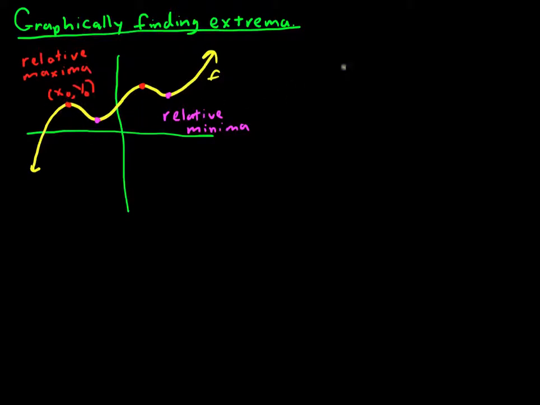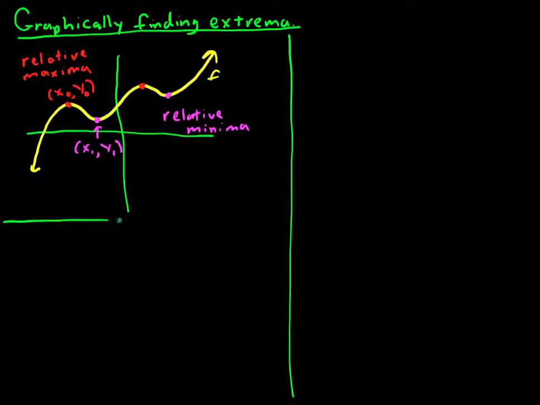I could make a similar statement about this first, farthest left relative minimum. Let's just say that's at x1, y1. Same sort of thing. I could say that f has a relative minimum value of y1 when x is x1, or I could say f has a relative minimum at x1, y1. Now, there are lots of different cases for things that can happen here. Let me do a couple more, make some big splitting up.